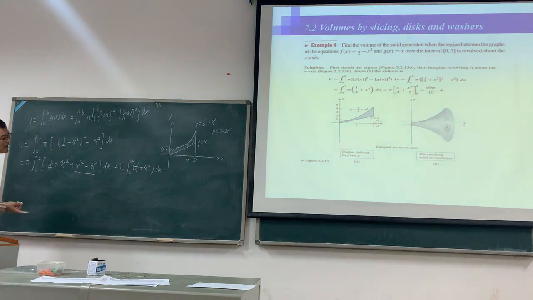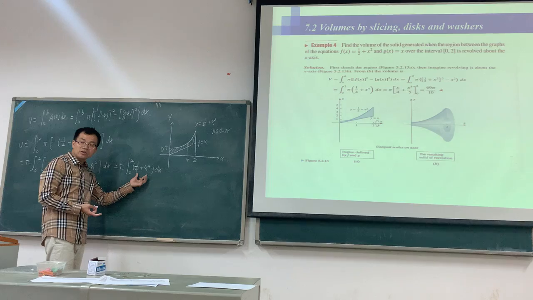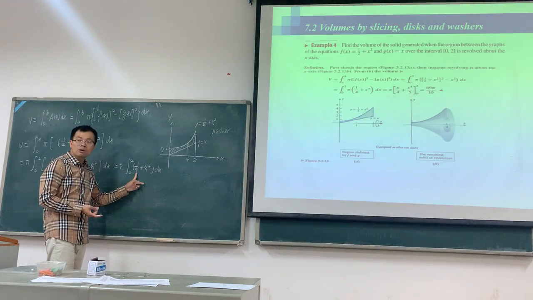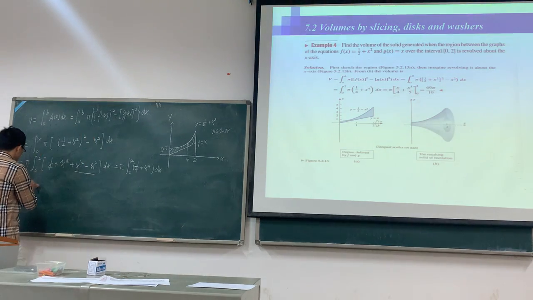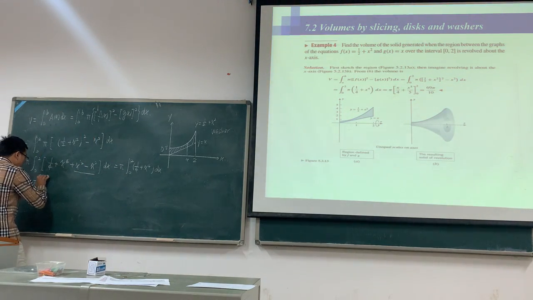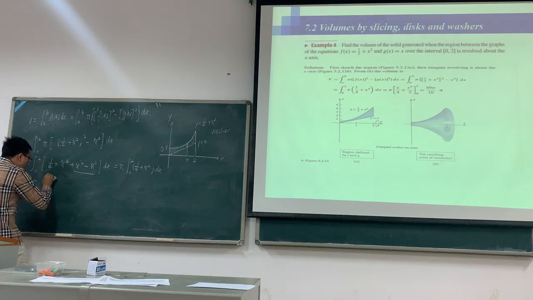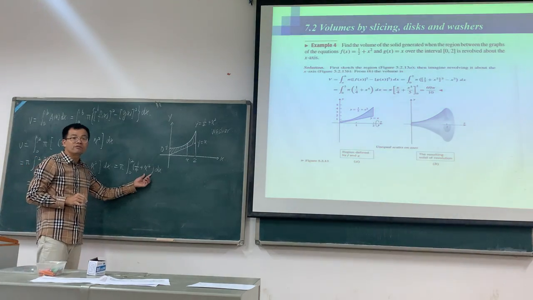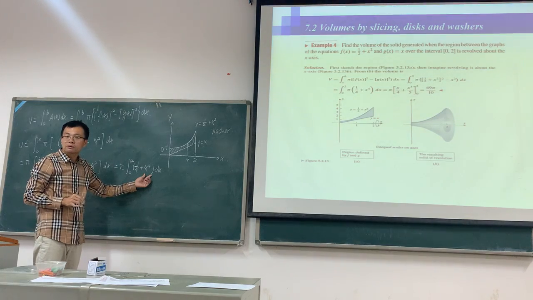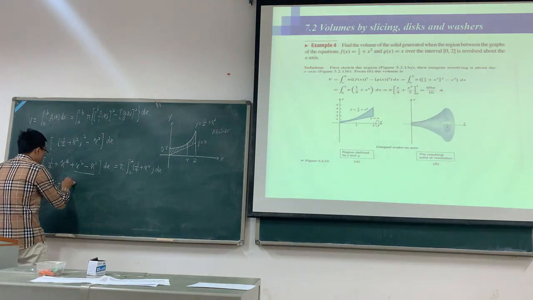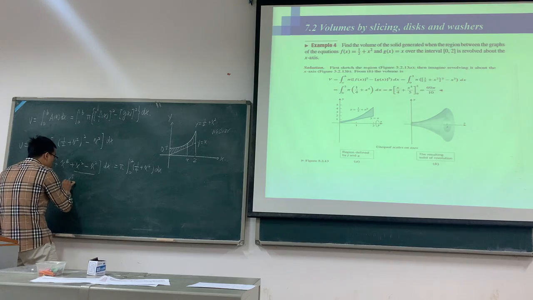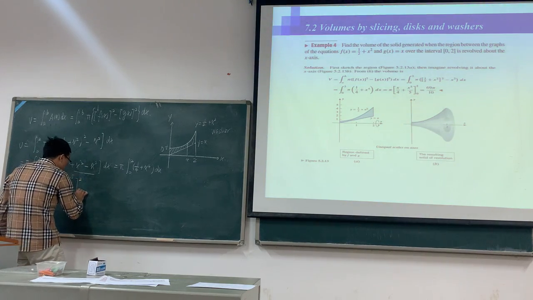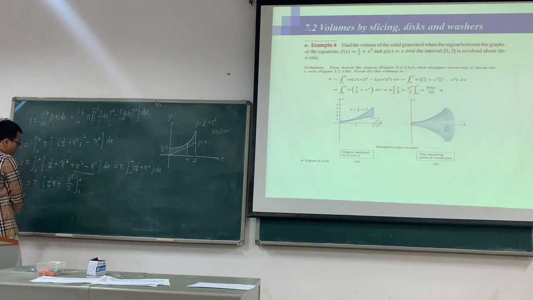So we need to find the antiderivative of this function. What's the antiderivative of 1/4? So it's pi times 1/4 x. And what's the antiderivative of x to the 4th power? x to the 5th power divided by 5. So here it is evaluated at 2 minus evaluated at 0.